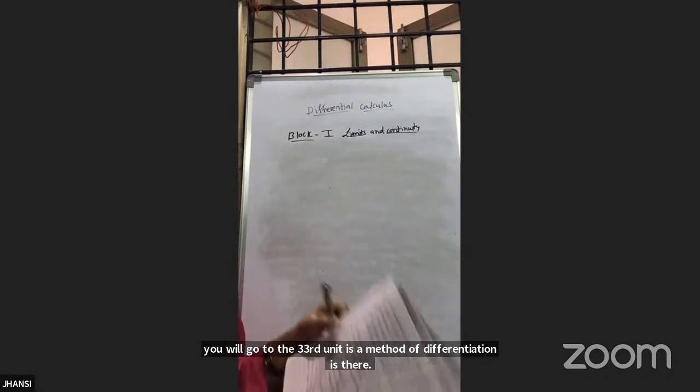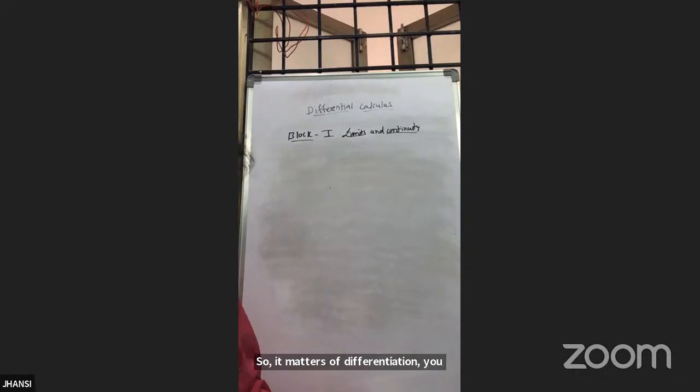And next, if you go to the third unit, the methods of differentiation are there. So in methods of differentiation, you may have the chance of getting 5 marks.